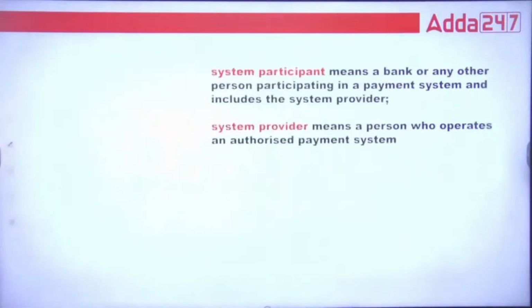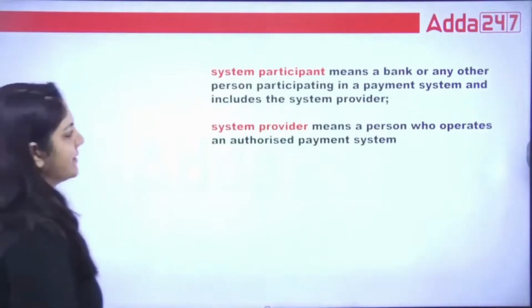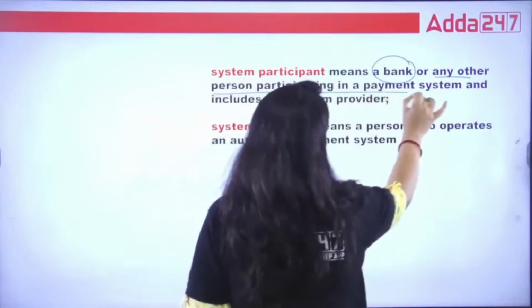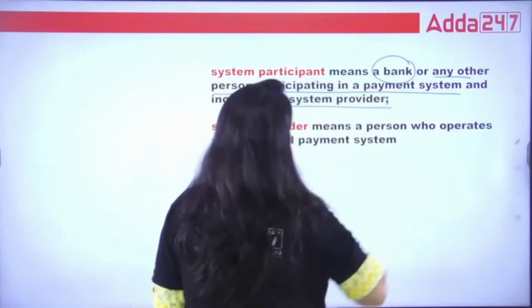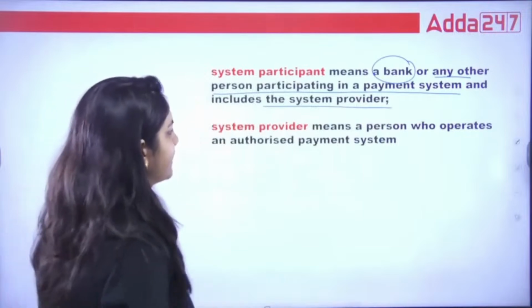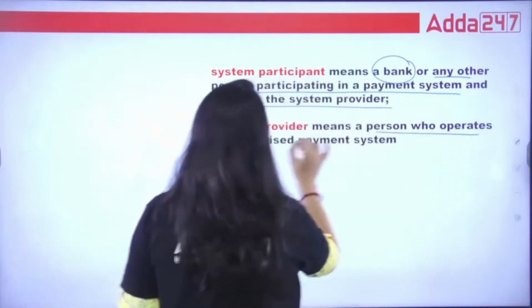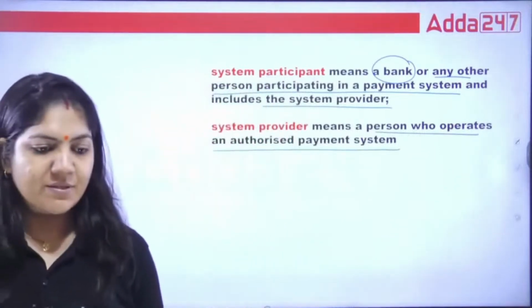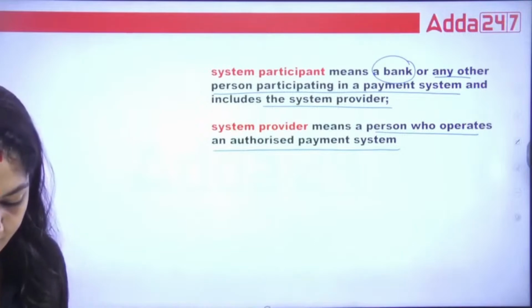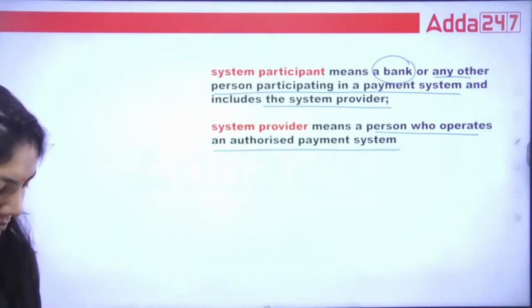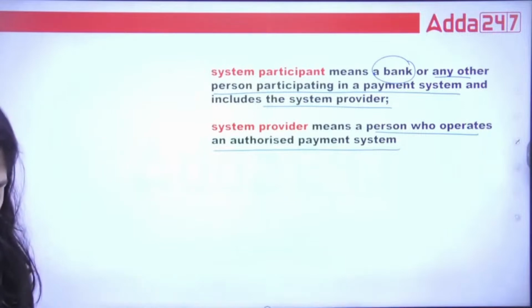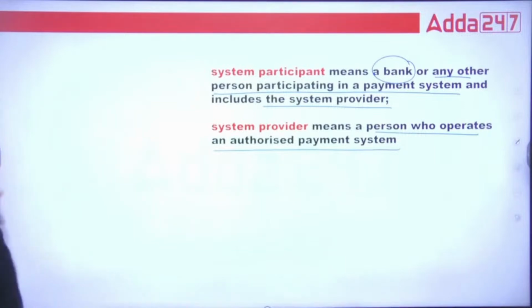Now, system participant means a bank or any other person participating in a payment system and includes the system provider. And what is system provider? A person who operates an authorized payment system is called system provider. So this is very, very much important. Got it guys?